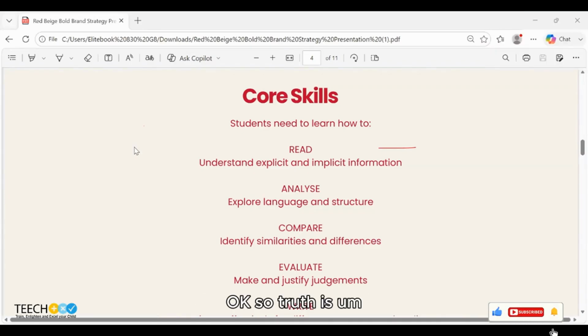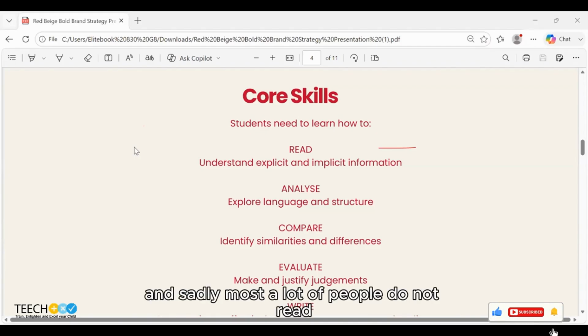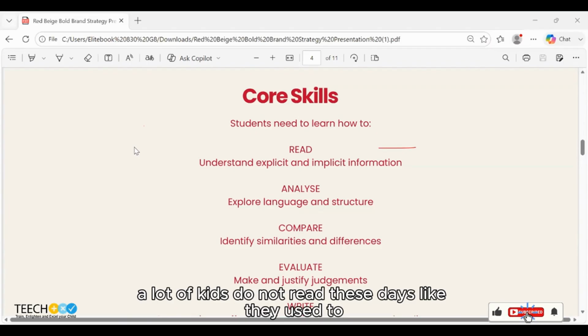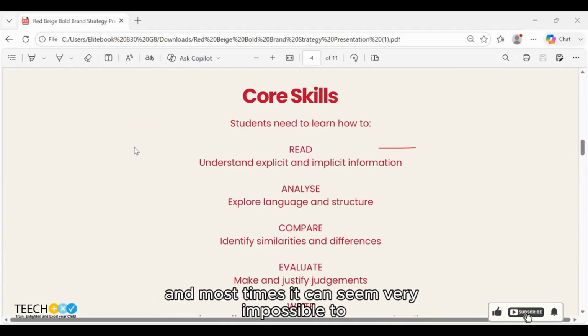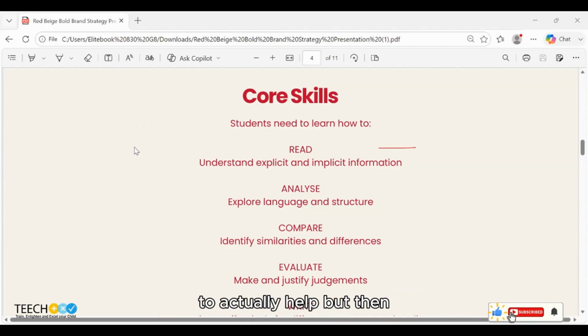Okay, so truth is, students struggle because, one, they have no ideas, right? And sadly, a lot of people do not read. A lot of kids do not read these days like they used to. So that's one reason why they struggle. And most times it can seem very impossible to actually help. But then there are creative writing frameworks that you can employ as a teacher.